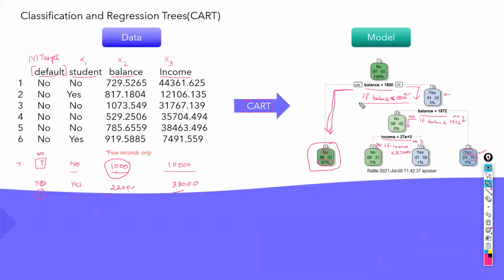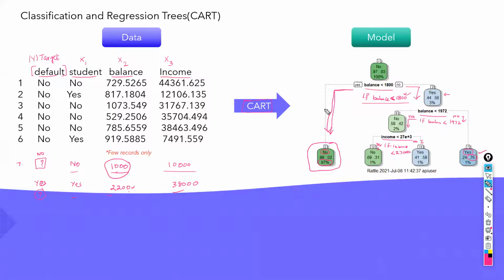The next question is, how did we end up with this tree? How did we generate these rules? That's where it becomes very tricky. That's where we have to learn how a tree-based algorithm works. Using this tree for decision making is very simple.